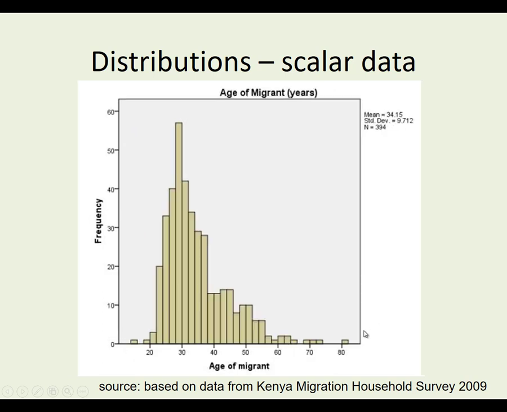Here's the shape of the distribution for ages. So this is 30 to 32, 32 to 34 and so on. So the most popular categories are around about 30 here. I think it's 28 to 30 that has the highest frequencies. Here's the mode, and the mean is around about 34.